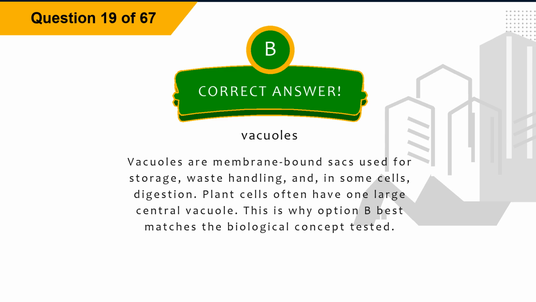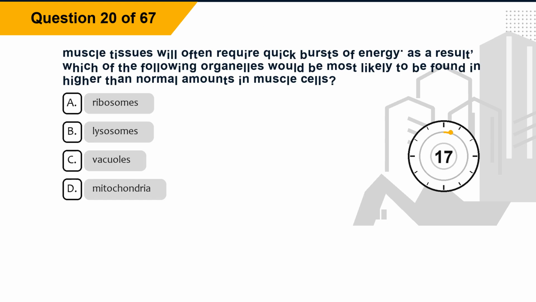Explanation. Vacuoles are membrane-bound sacs used for storage, waste handling, and, in some cells, digestion. Plant cells often have one large central vacuole. This is why option B best matches the biological concept tested. Question 20. Muscle tissues will often require quick bursts of energy.